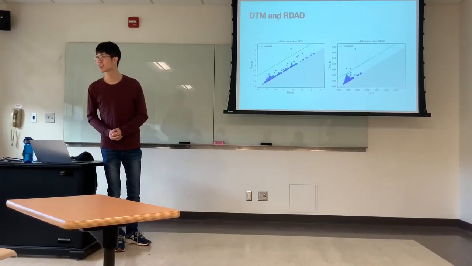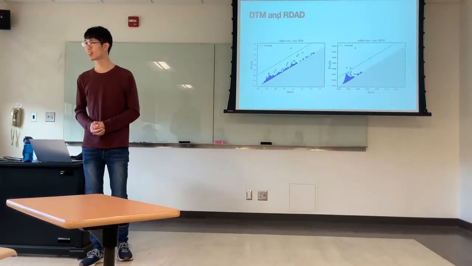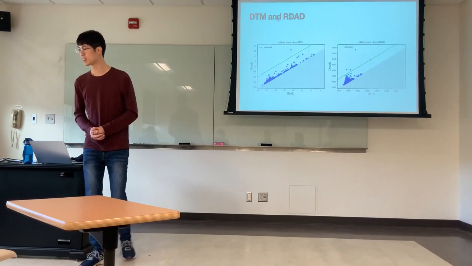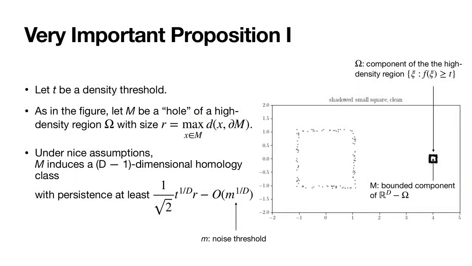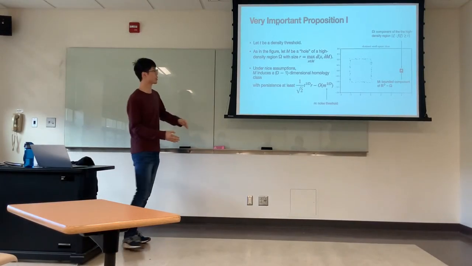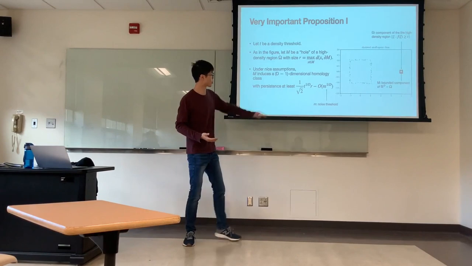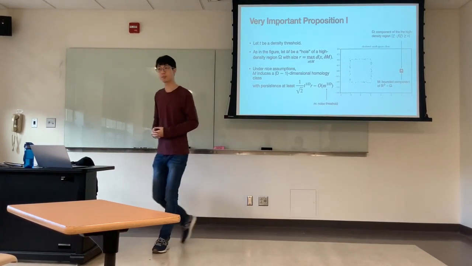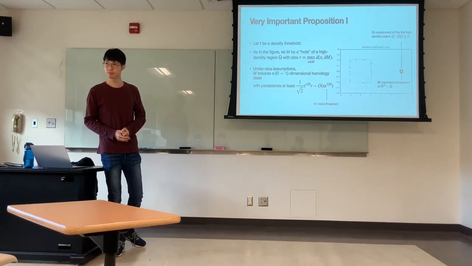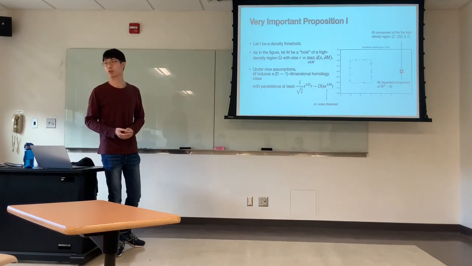Yes? So supposing your holes have a dense boundary, how small of a hole can you detect? Can you quantify? If you look at our first theorem, yes, the persistence is at least this thing, and this thing scales with your size and your density threshold. So the size will depend on how different the density looks. Here your density jumps from zero to a very high value, so even if this hole is small, you have a long persistence. The size of the hole will affect how long it stays on the screen.